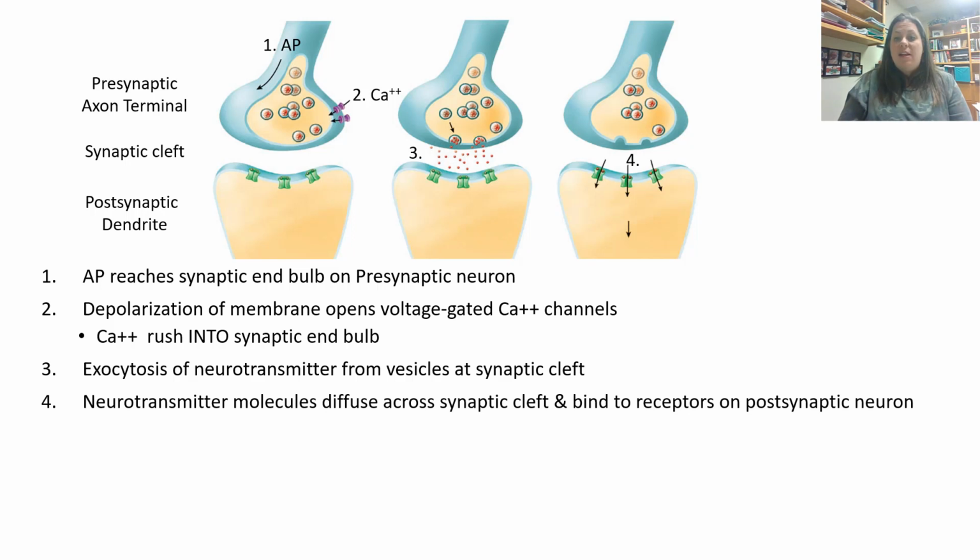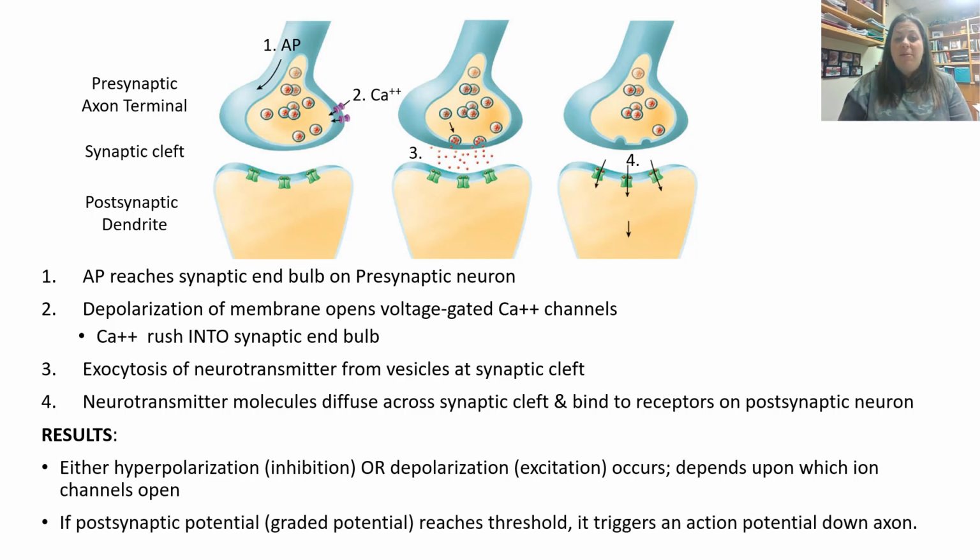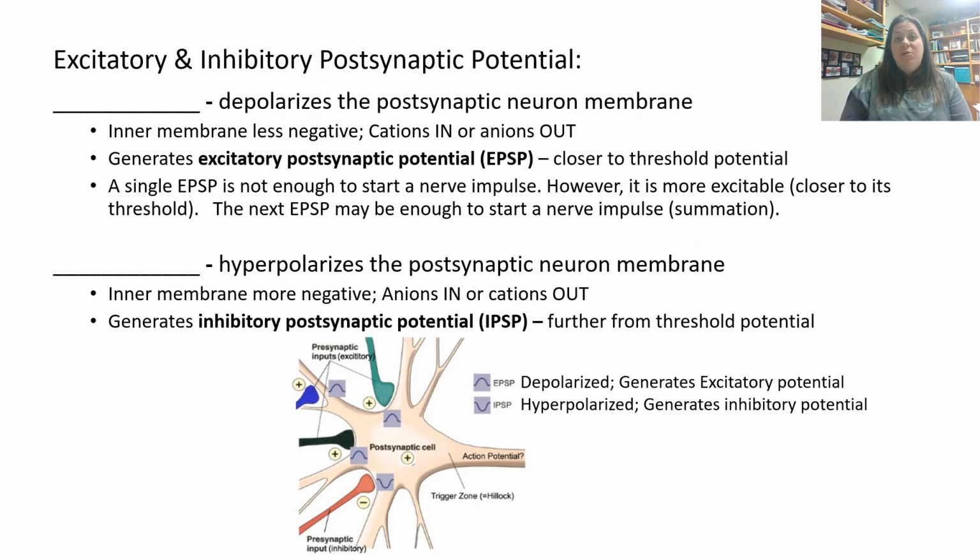When it diffuses across the synaptic cleft, it can bind with the receptors on the postsynaptic neuron. Once it binds with the receptors, this results in either a hyperpolarization or a depolarization of the postsynaptic neuron. It depends on what kind of channels get opened. If the postsynaptic potential reaches threshold, it triggers an action potential to go down this new axon. Let's look at excitatory versus inhibitory postsynaptic potential. If it's an excitatory neurotransmitter, depolarization of the postsynaptic neuron membrane will occur.